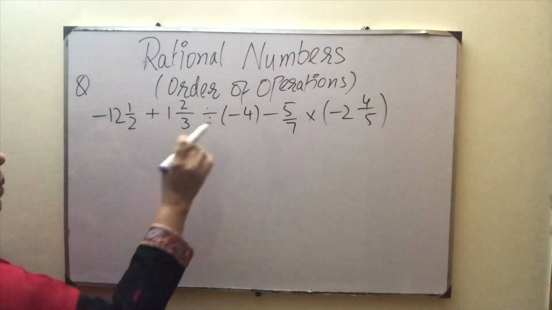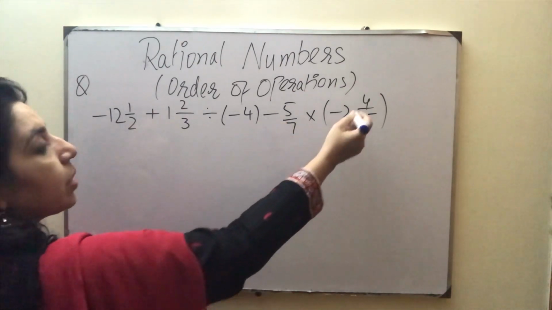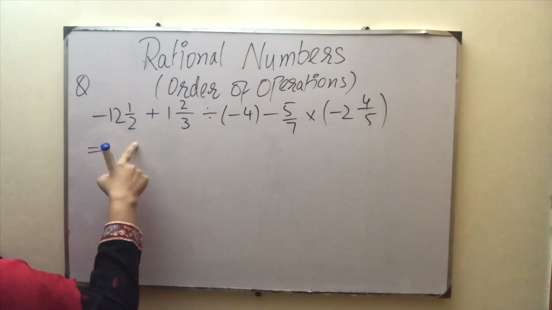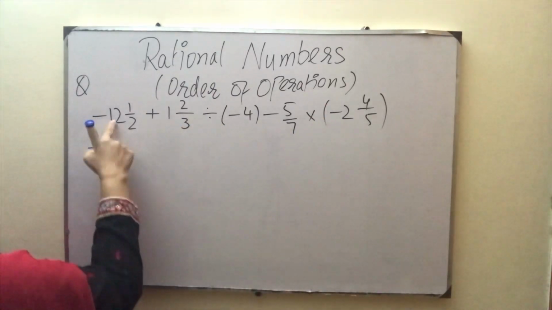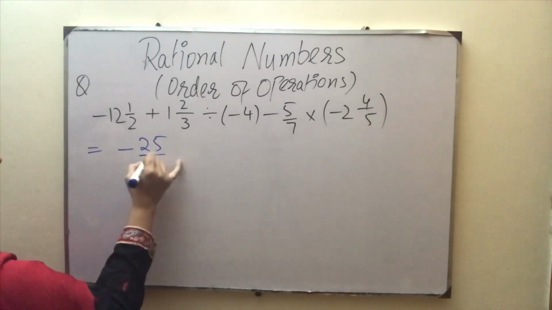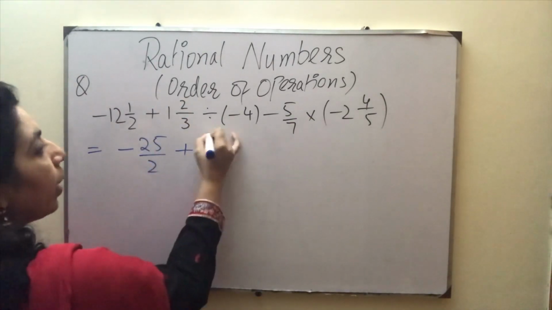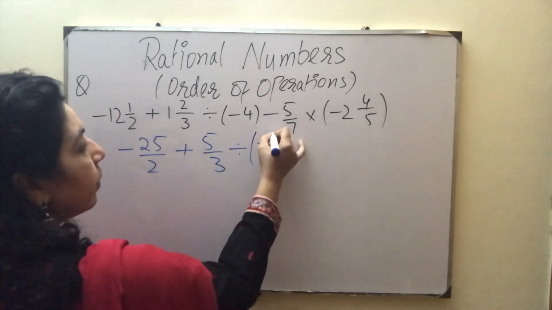The next question is minus 12 whole 1 by 2 plus 1 whole 2 by 3 divided by bracket minus 4 minus 5 by 7 multiply minus 2 whole 4 by 5. Our first target is to convert the mixed numbers into improper fractions. 12 multiplied 2 is 24 and 1, 25 over 2 negative, plus sign as it is, 3 1s are 3 and 2, 5 over 3.